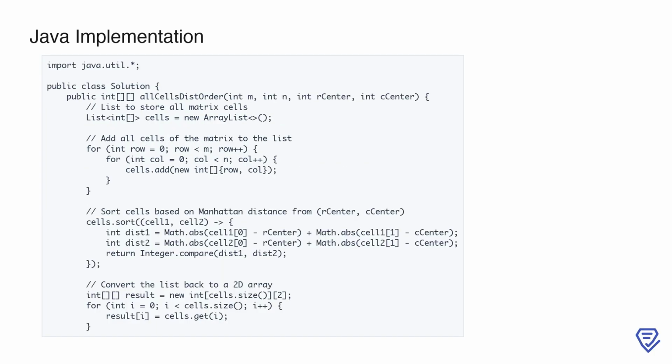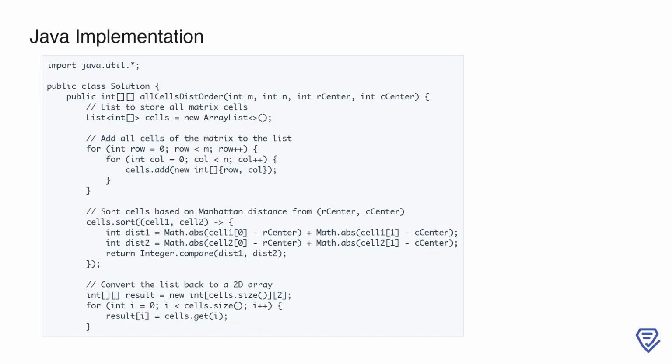In this implementation, we start by importing the necessary packages and defining our solution class. The method allCellsDistOrder takes four parameters: the number of rows m, the number of columns n, and the coordinates of the reference cell, rCenter and cCenter.